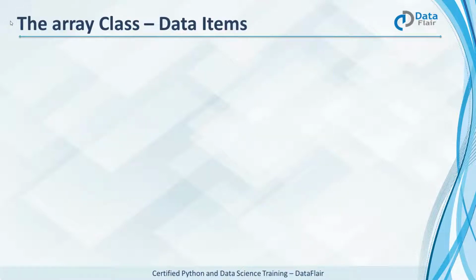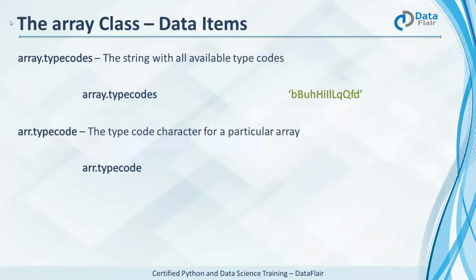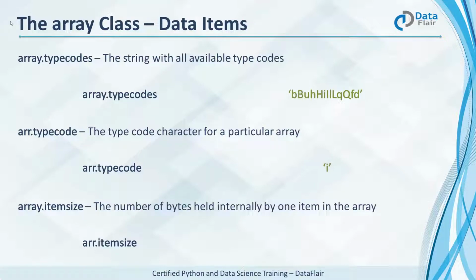The array class has three data items. Typecodes returns a string with all the available type codes with the array class. This string contains all the type codes from the previous table. If you must find out the type code for a particular array, use typecode. This array has the type code I for integers, or say signed ints. Itemsize tells us how many bytes each item in the array holds internally. Here it is 4.